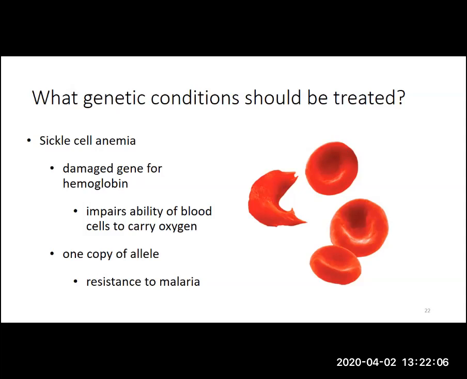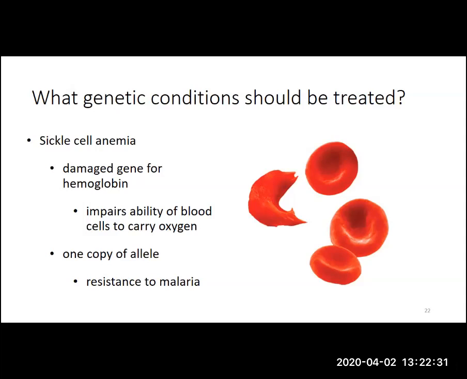And more recent studies have shown that individuals that have one copy, so they'd be heterozygous for the sickle cell anemia gene, the defective gene, have a resistance to malaria. And so in areas that are tropical or subtropical with a high incidence of malaria, they have an advantage by having the sickle cell anemia gene rather than having two copies of the corrected gene.